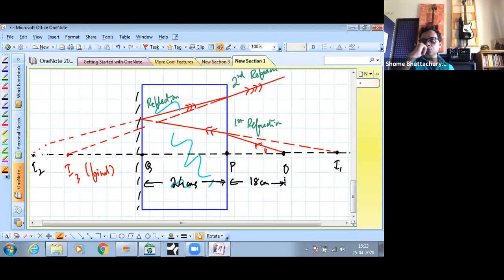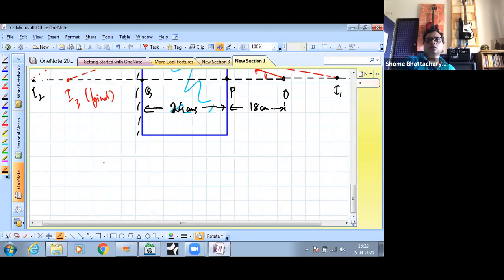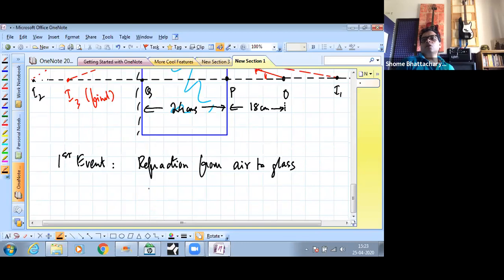So now we will have to solve each event one by one. So I will just put up how to solve, and then you try it yourself. Okay? So the first event, if you follow the ray diagram, is refraction from air to glass. Okay. For that, the object is the actual object O. So the real depth is equal to the distance OP, which is given to you as 18 centimeters.